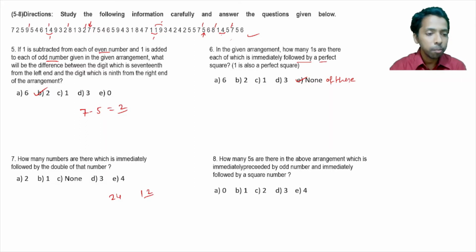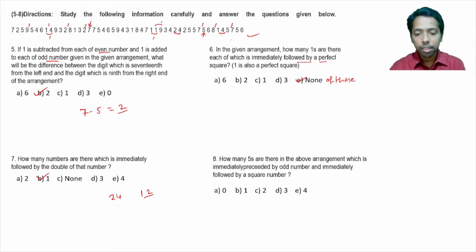So is there any number? Just check it. 2, 8, 1, 3, 2, 7, 4, 4, 2, 4. Yes, this is 1, 2, 4, only 1. So option B. Very easy, right?